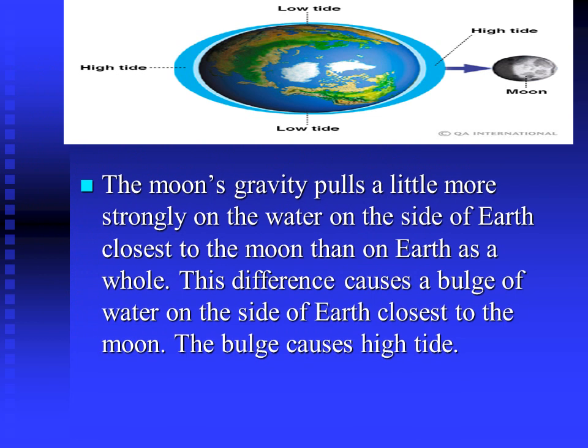The moon's gravity pulls a little more strongly on water on the side of earth closest to the moon than on earth as a whole. This difference causes a bulge of water on the side of earth closest to the moon. The bulge causes high tide. Again you can see the picture. The moon pulls everything on earth, but the water we can see is pulled towards the moon, and that causes high tide.